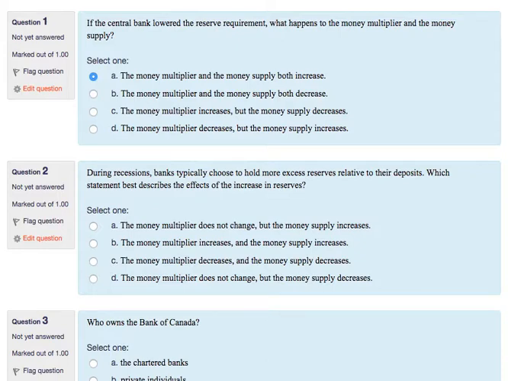During recessions, banks typically choose to hold more excess reserves relative to their deposits so that they don't go bankrupt. Which statement best describes the effect of the increase in reserves? Well, as they keep more reserves, it's the opposite of the previous question. The money multiplier decreases, so it's pretty straightforward, and the money supply also decreases.